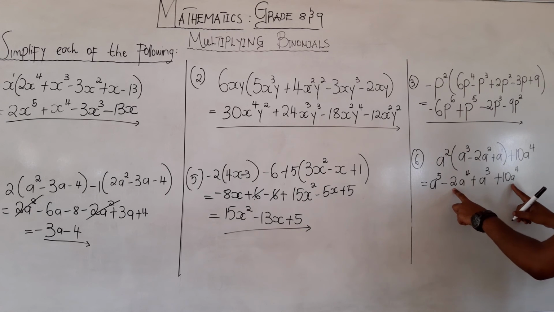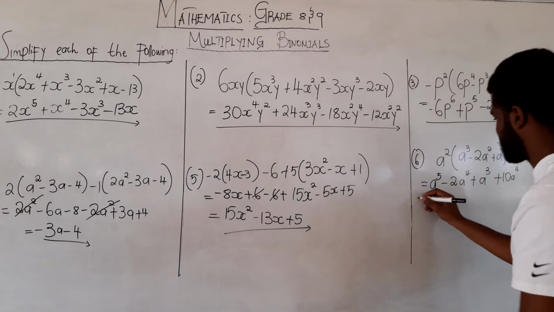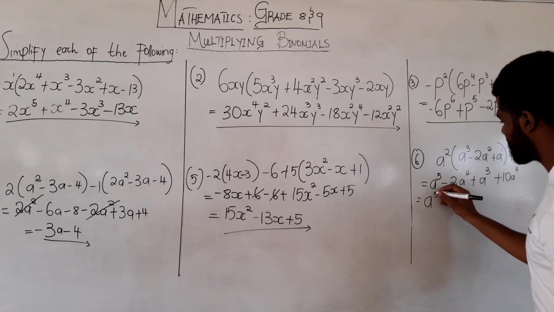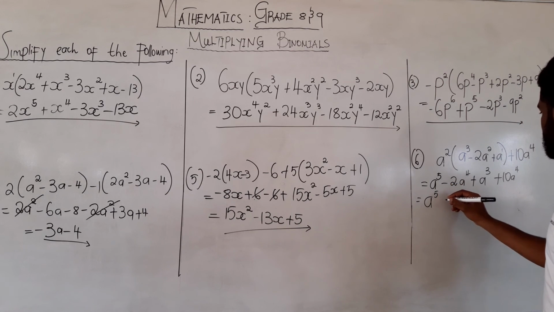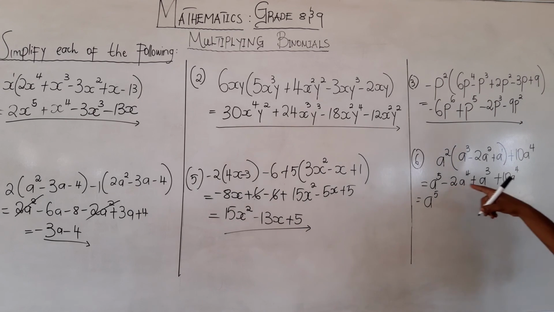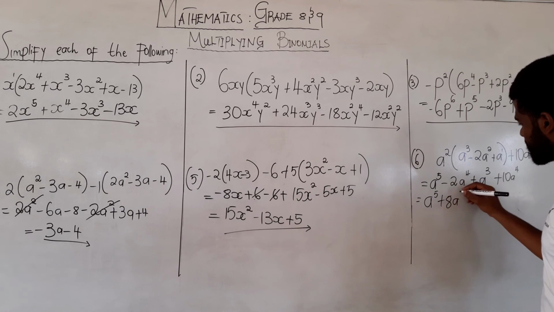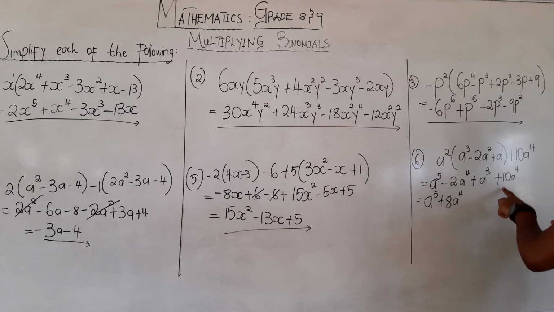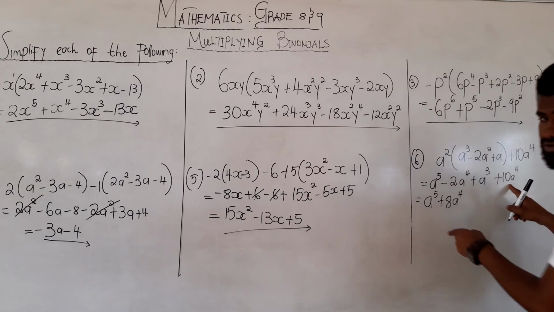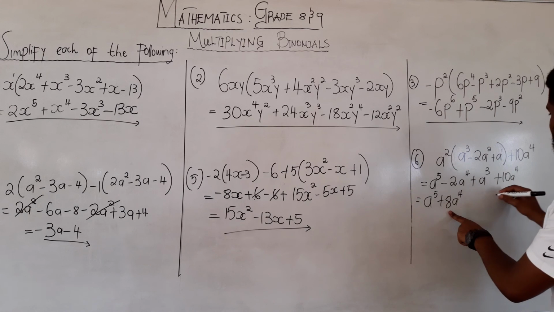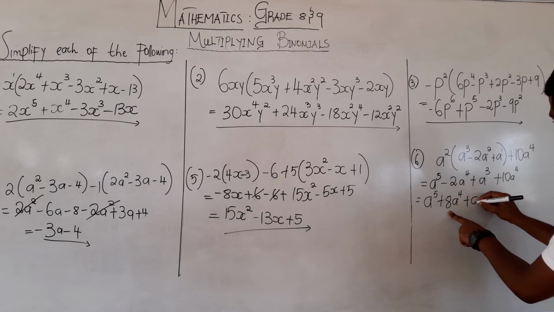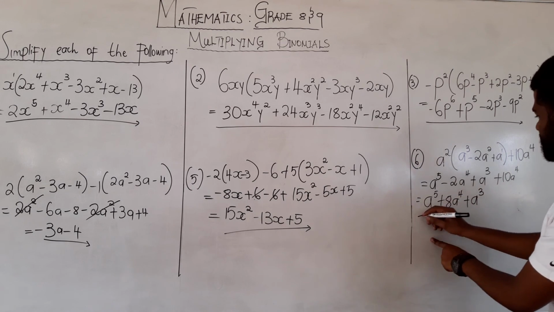This one and this one are our like terms. This one doesn't have a like term, so we write it the way it is: a to the power 5. Negative 2 plus 10 will give us positive 8a to the power 4. We're going to take the sign of the bigger number, which is positive, and then we subtract 10 minus 2, which is equal to 8. And then plus a cubed, and then you are done.